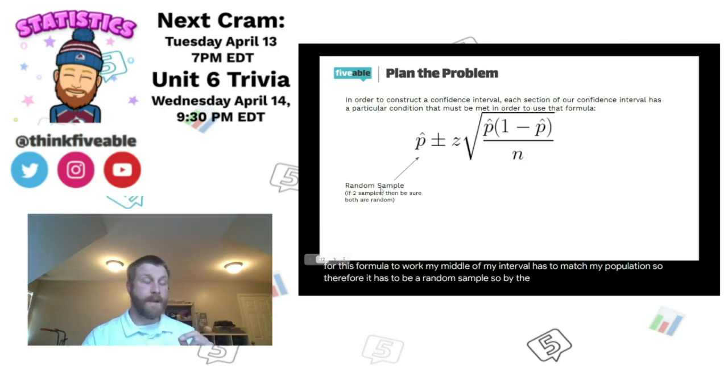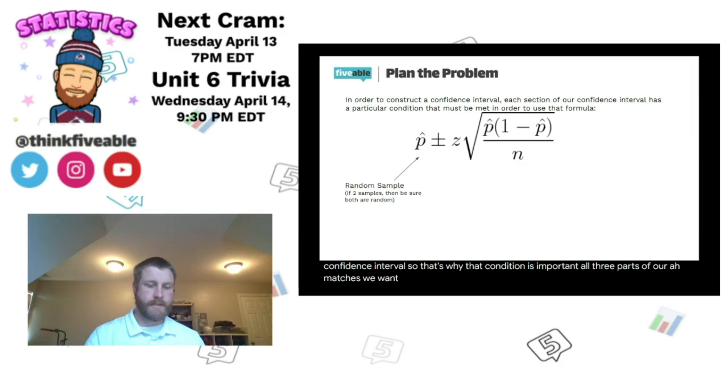By the sample being random, that tells us that our p-hat is an unbiased, good estimator. It's a good place to start for our confidence interval. So that's why that condition is important. All 3 parts of our formula match with one of these conditions.